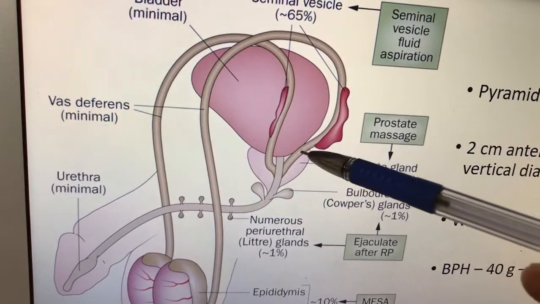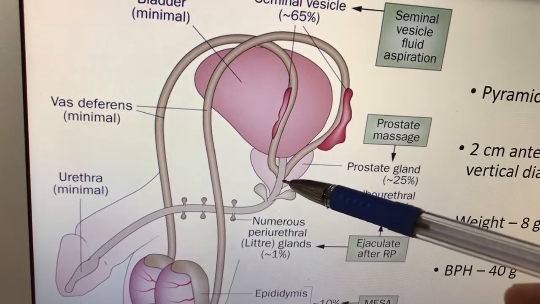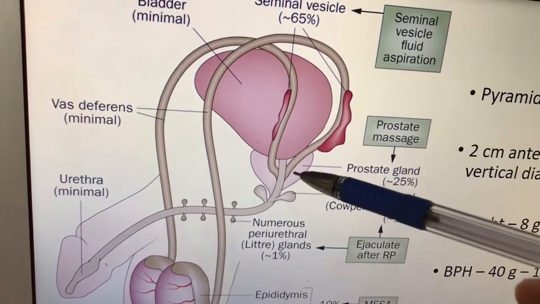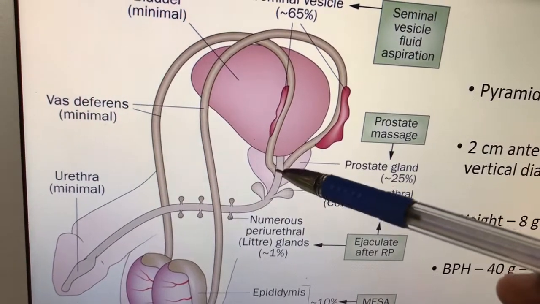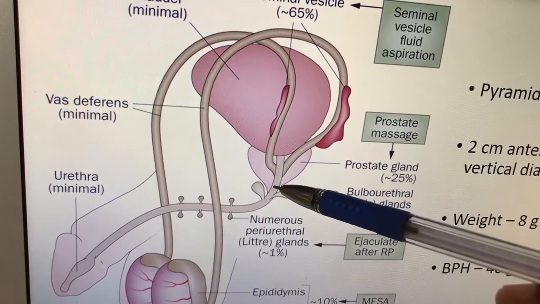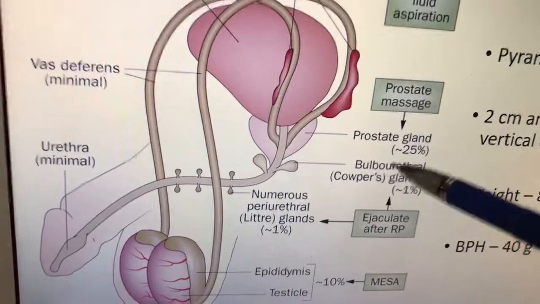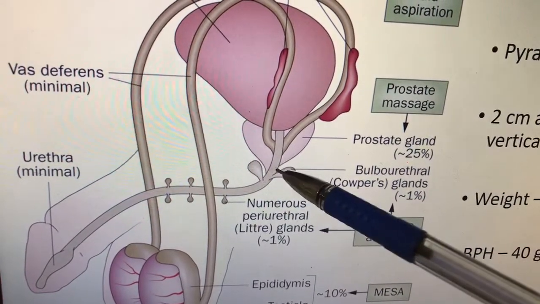So these two structures join together and form the ejaculatory duct, and the ejaculatory duct opens into the structure which is present inside the prostate. This is the prostate, the pale pink is the prostate. Inside the prostate you have a urethra called the prostatic urethra. So it goes and opens into the prostatic urethra. The prostate also secretes a fluid, prostatic fluid, about 25%. Next to this, the bulbourethral gland also secretes some fluid.